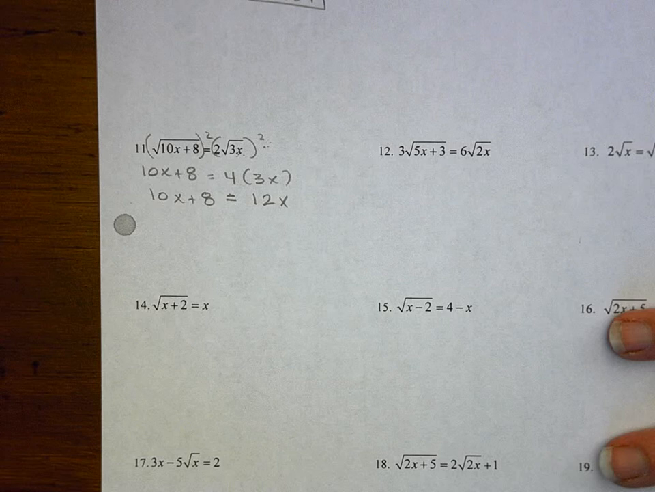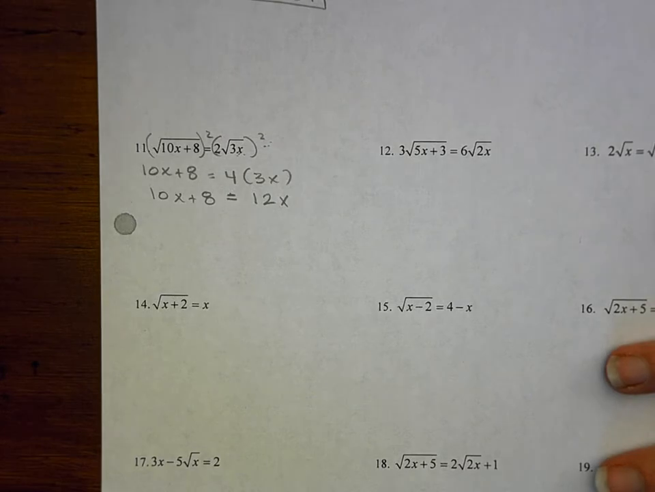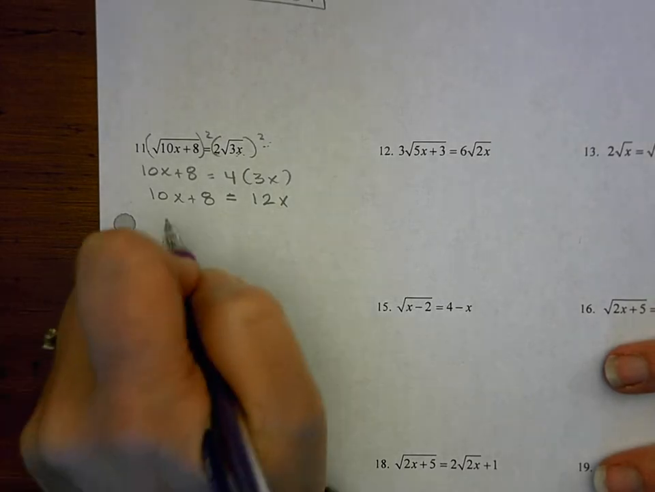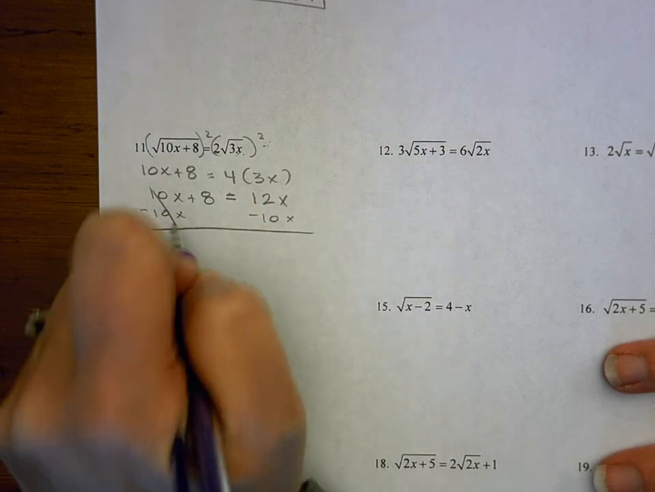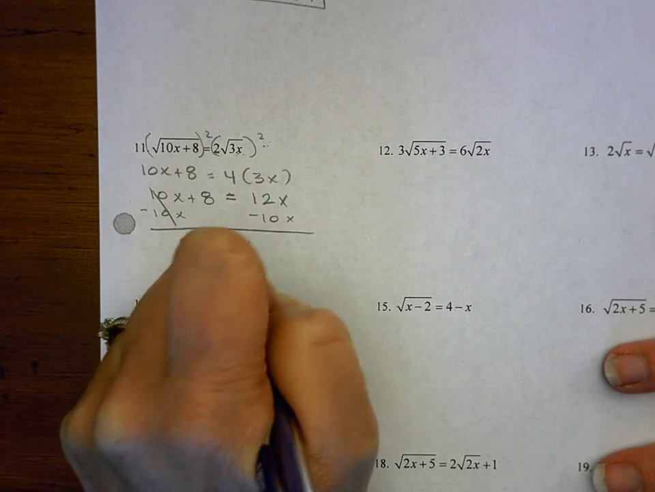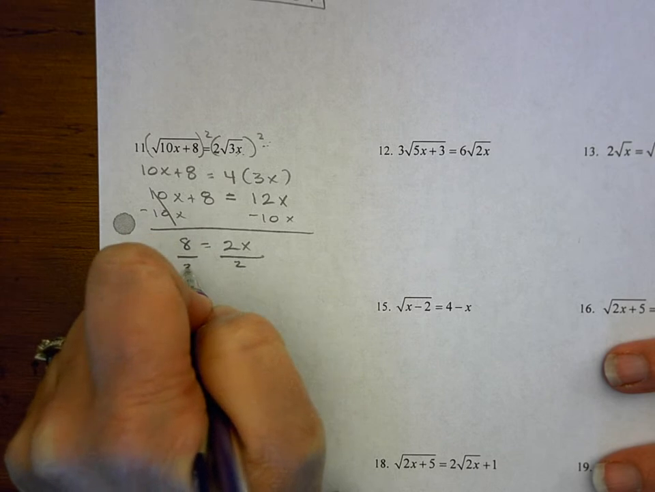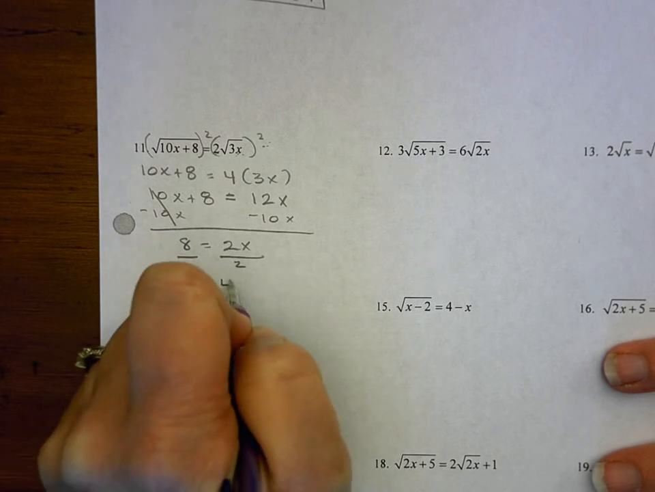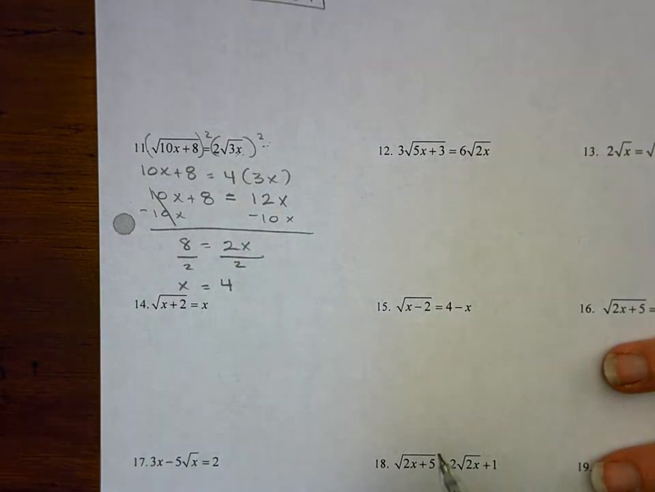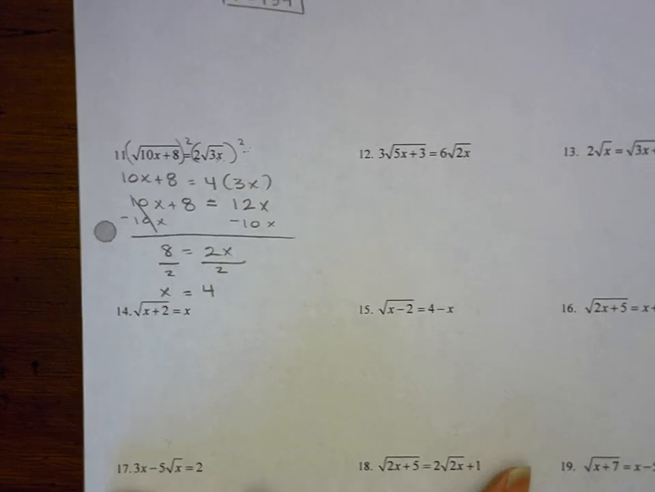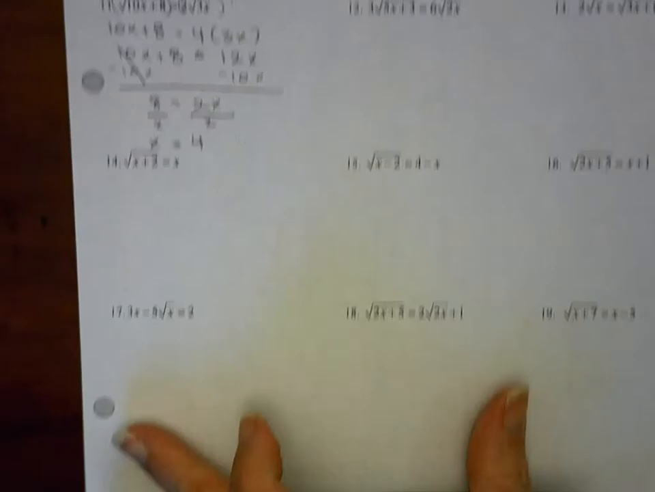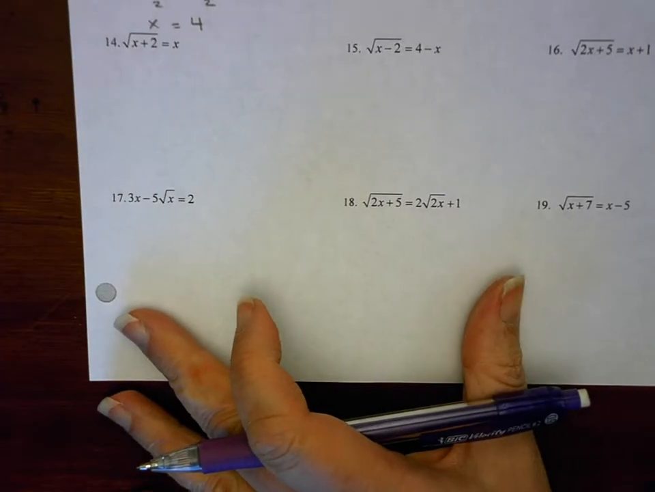And then now I just want to do simple solving, right? I'm not solving by factoring because I don't have any squared terms. So I'm going to subtract the 10x over. And then divide by 2. Okay, and then let's take a look at number, how about number 17?